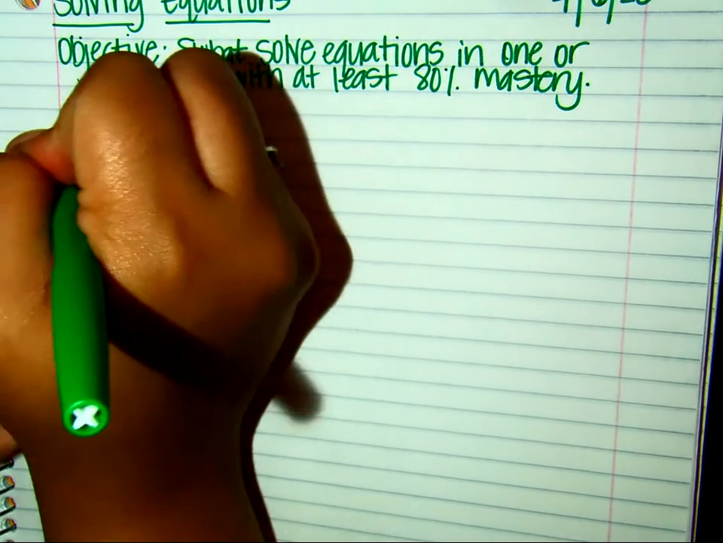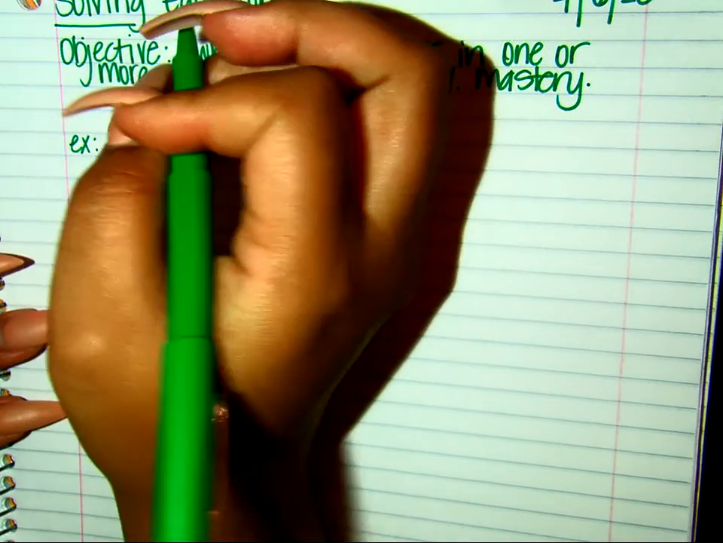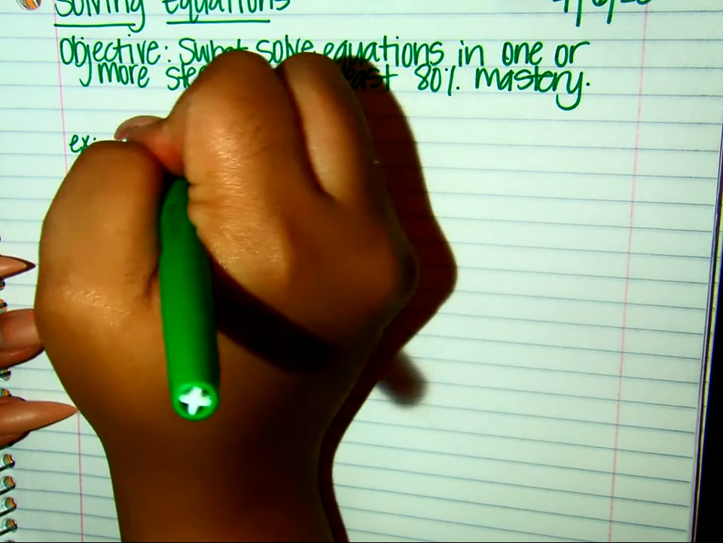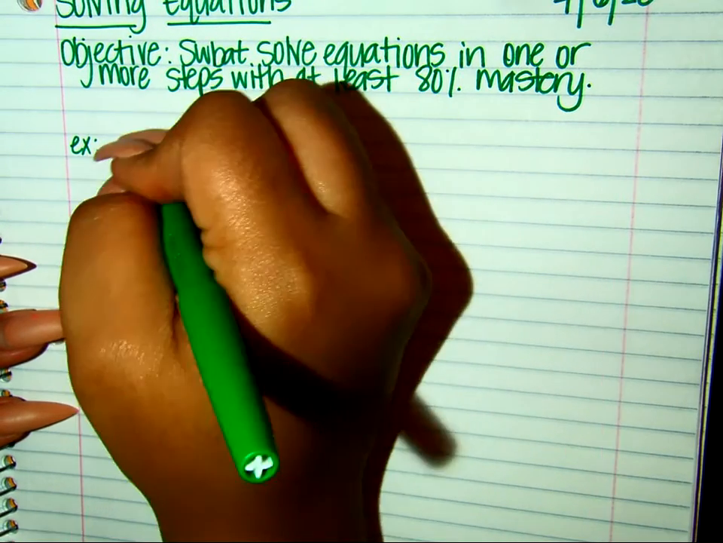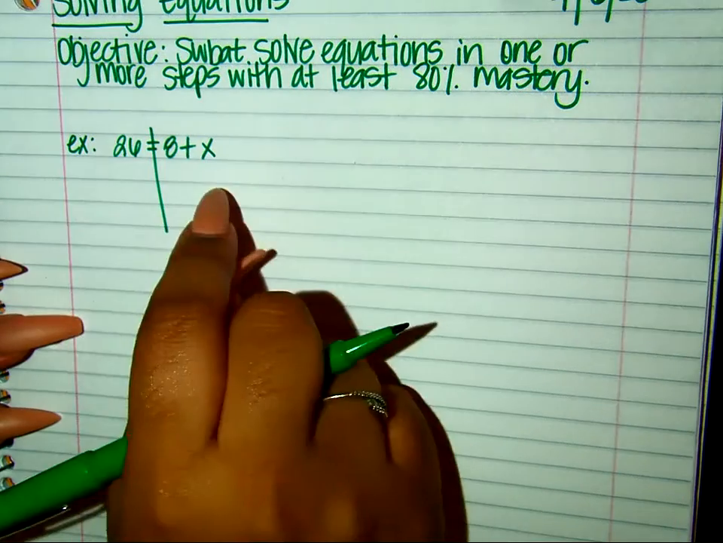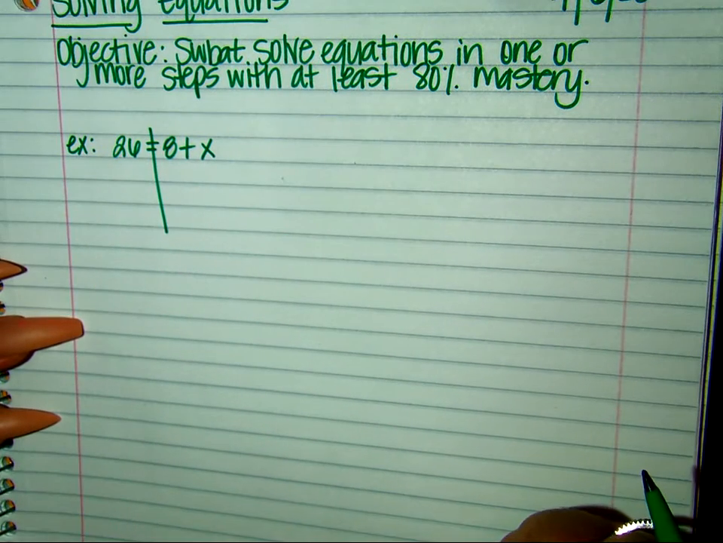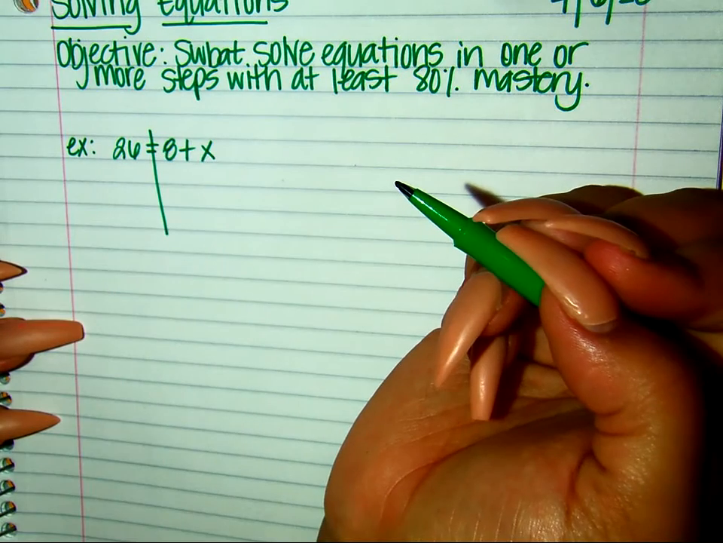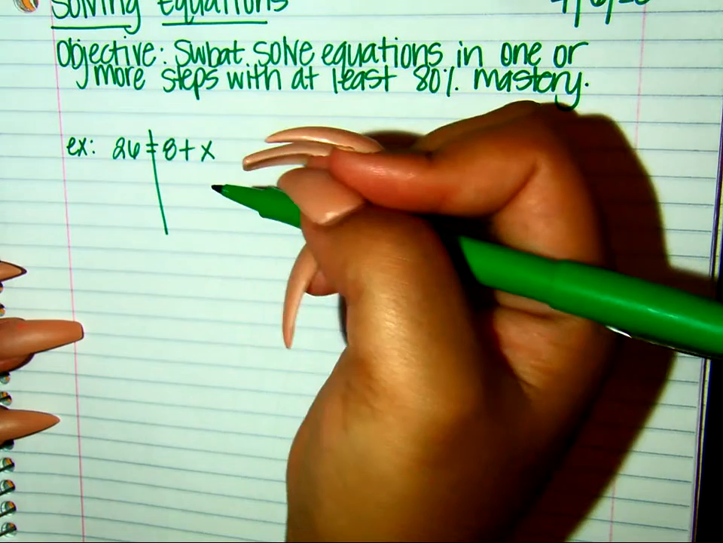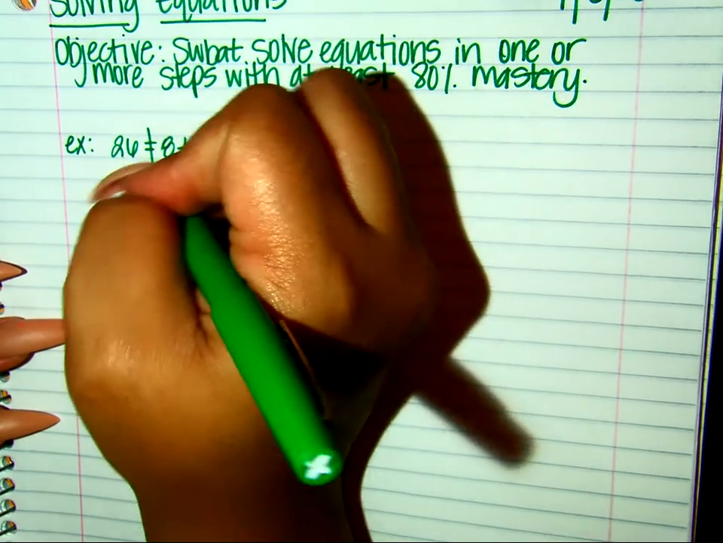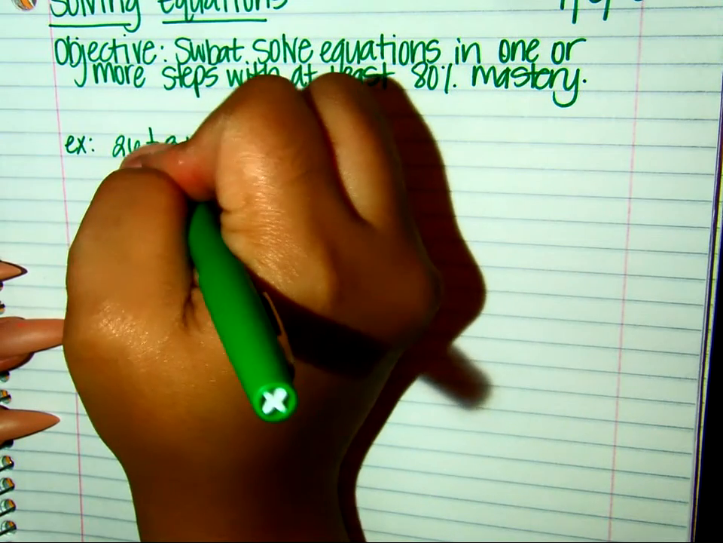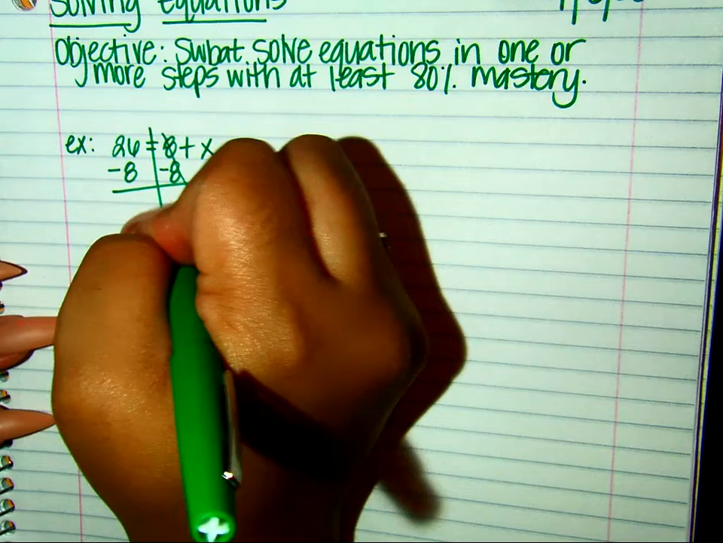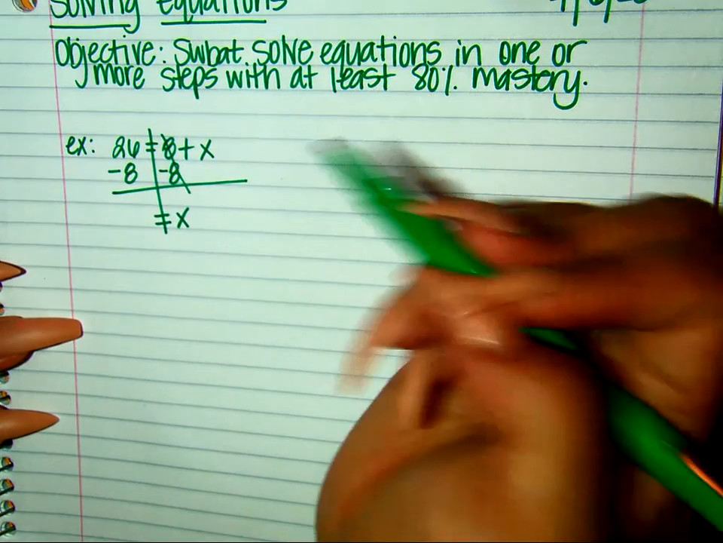So let's go ahead and start with a simple one-step equation. Let's have 26 equal 8 plus x. Remember, when we're solving equations, the object is to get the variable by itself. Therefore, I am going to have to move what is next to the variable. In this case it is a positive 8. I need to move it and make it a negative 8. Now that I have x by itself, I go ahead and simplify.